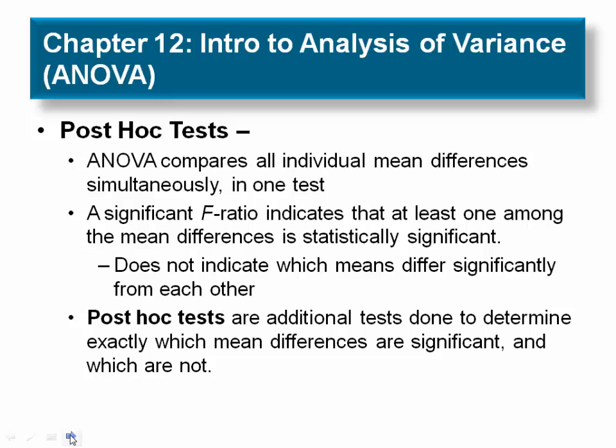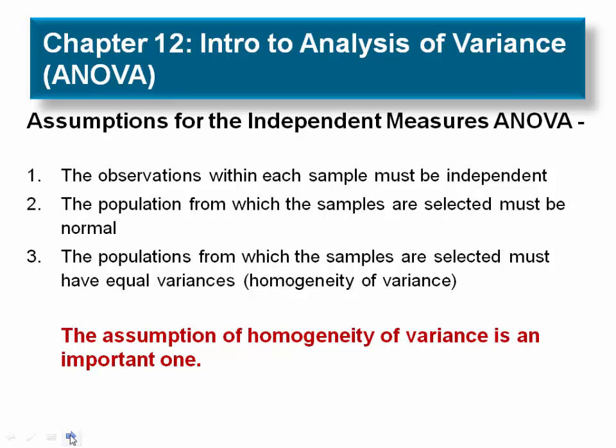Our text presents and discusses the Tukey post hoc test, which is one type of post hoc test among a large number of such tests available. Finally, listed on the slide are the assumptions that are specific to the ANOVA test. The independent measures ANOVA requires the same three assumptions that were necessary for the independent measures t-test.